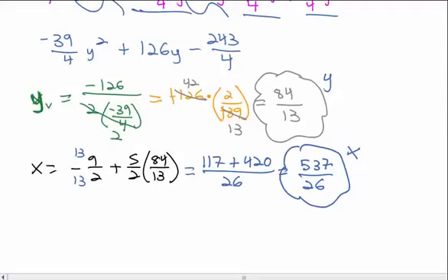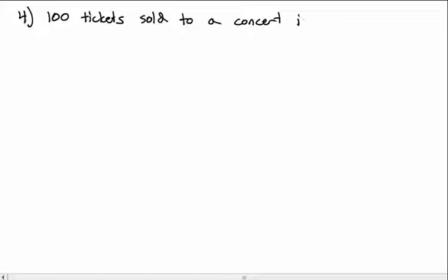So the algebra got ugly, but the process was still the same simple process. I want to look at one more example before we wrap up here, though, going back to real applications. Let's say we've got 100 tickets sold to a concert, if the cost is $3 per ticket.